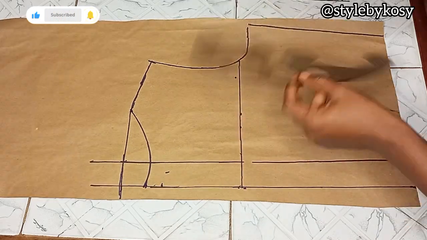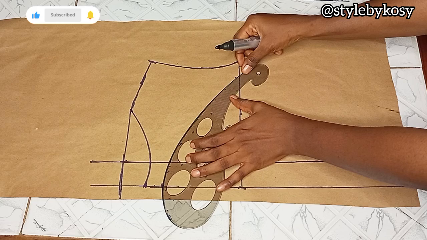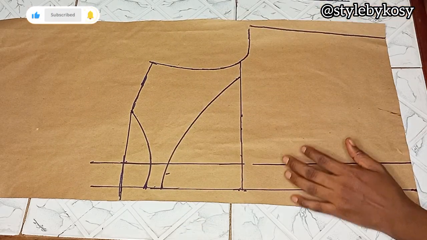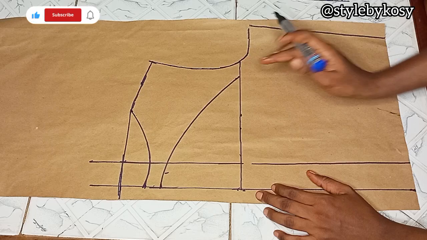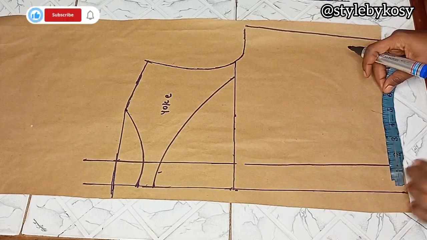Okay, because I want the back to have an open yoke neckline as well. So from that 1 inch, I'm going to connect to the other 1 inch on the other side. So this will give it the open yoke effect after cutting out. I'll label it as yoke, so you know this is the yoke for the back.